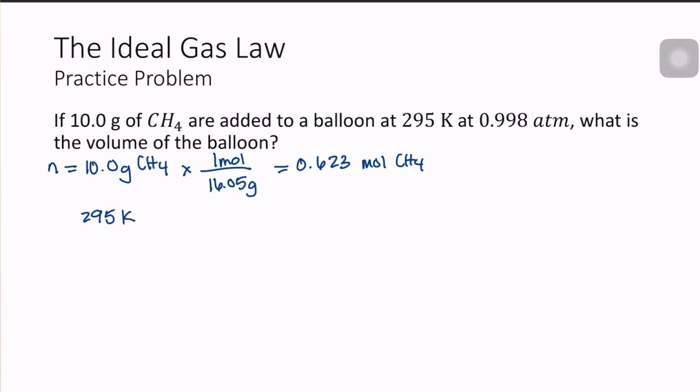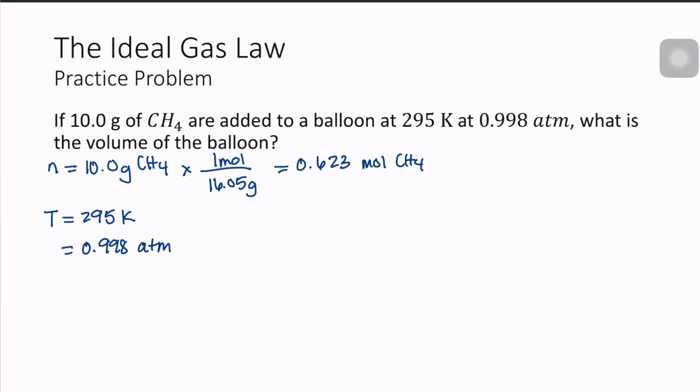The next number I see is 295 Kelvin. I know Kelvin is a unit of temperature. My temperature must be in Kelvin, so I don't need to convert this. The next number I have is 0.998 atmospheres.